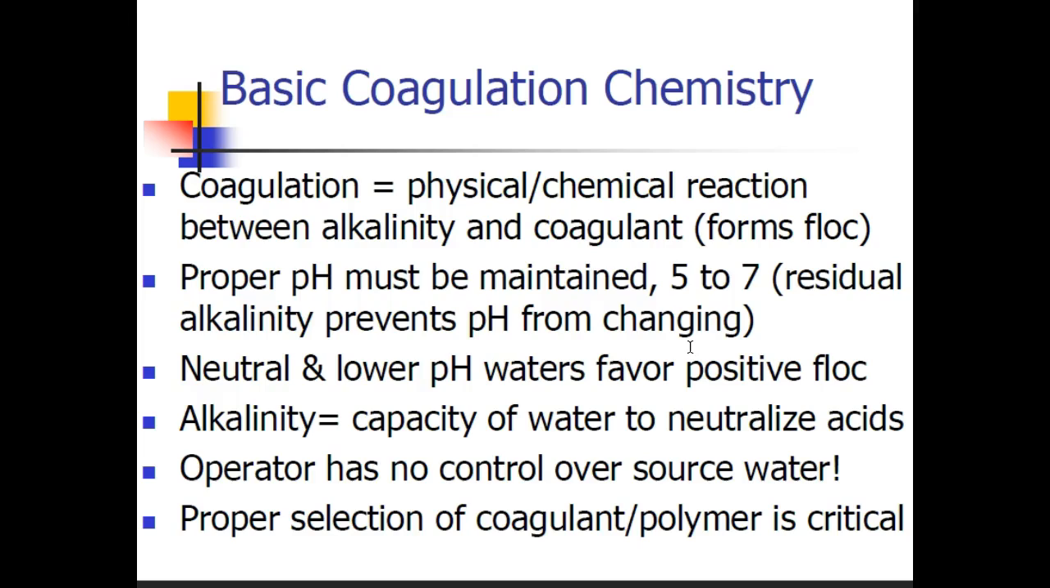So basic chemistry. Coagulation, the definition, is the physical chemical reaction between alkalinity and a coagulant, and that forms your flock. The proper pH must be maintained, which again is 5 to 7, slightly acidic. A residual alkalinity prevents pH from changing. Neutral and lower pH waters favor positive flock. Alkalinity is the capacity of water to neutralize acid. The operator has no control over your source water. You're going to get what you get.